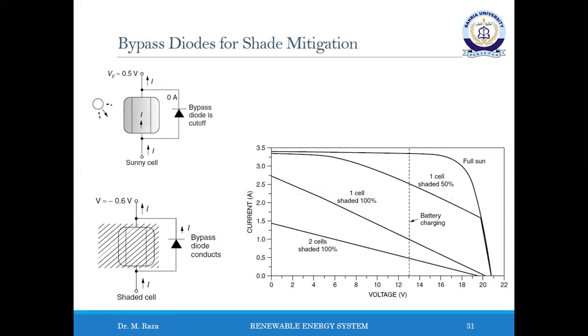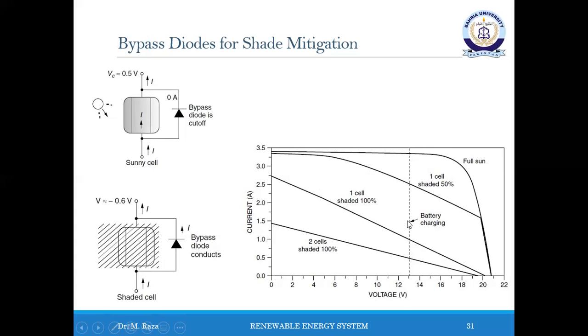The figure shows such curves of the shading effect, for example, a module under full sun condition and with one cell 50% shaded. So this is the curve when the module is in full sun, and this is the curve when one cell is 50% shaded. Also shown on the graph is a dashed vertical line at 13 volts, which is a typical operating voltage for a module charging a 12-volt battery.